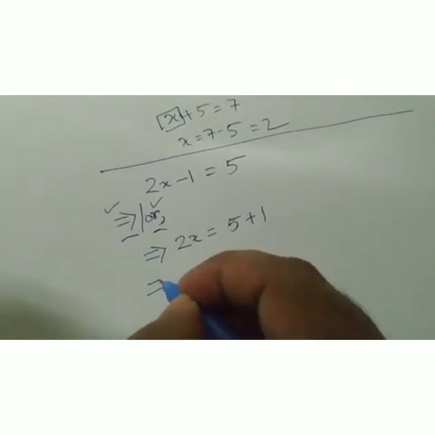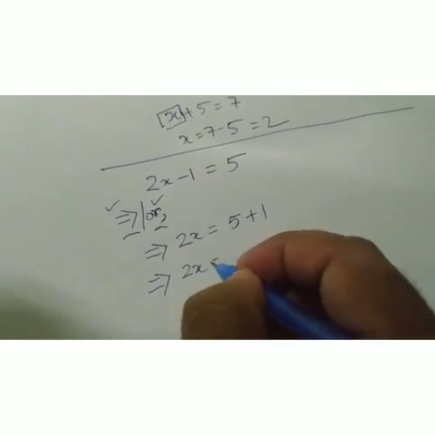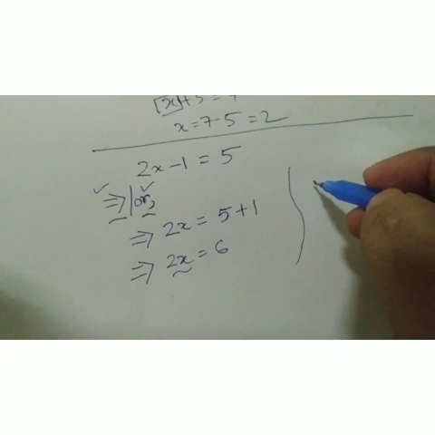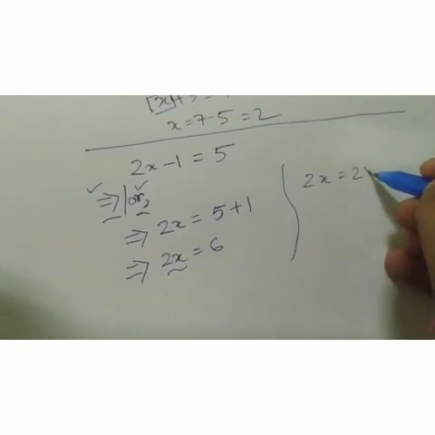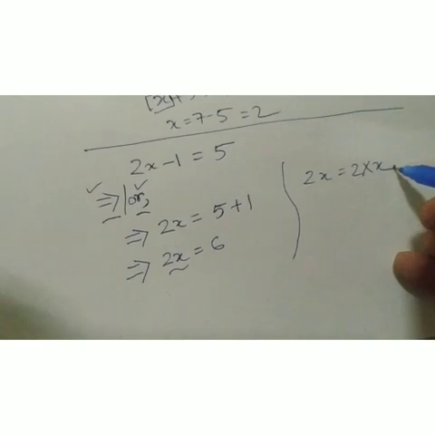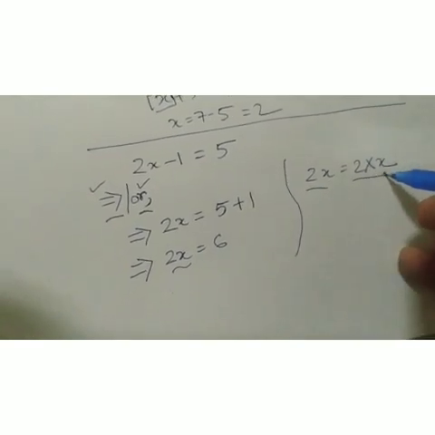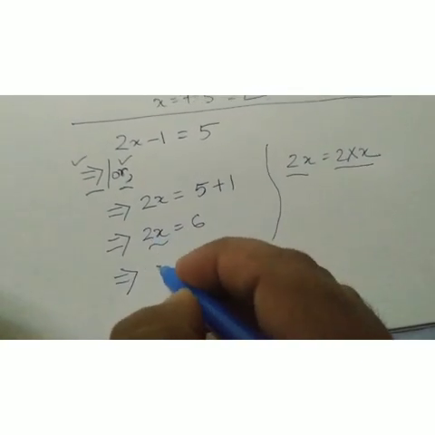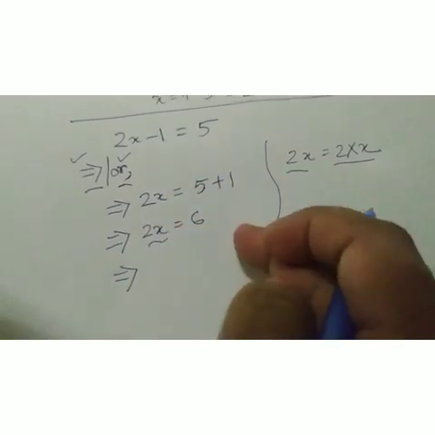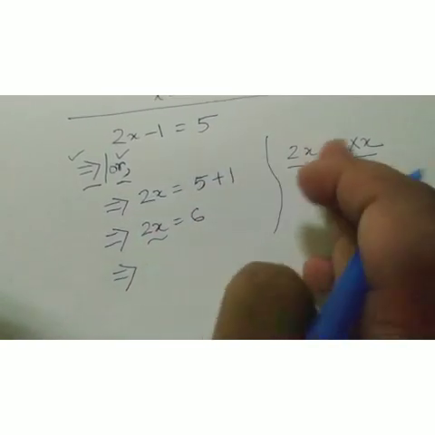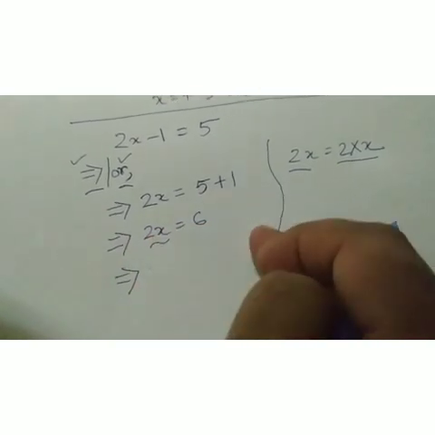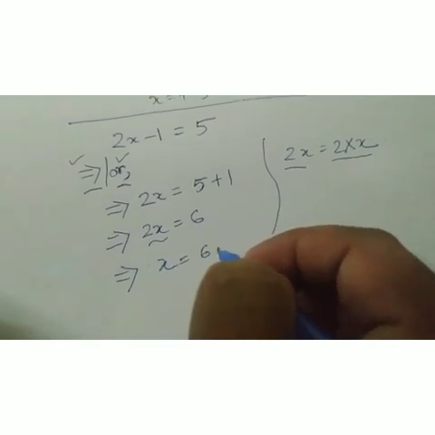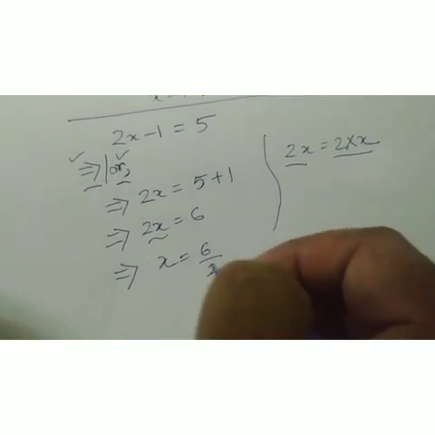Next we can write 2x equals 6. Now what does 2x mean? If you remember, already in chapter 4, 2x means 2 into x, right? 2x means 2 into x. So if I need to shift this 2 to the right side, it is in multiple form, so it will become divide. So we can write x equals 6 divided by 2, 6 by 2.